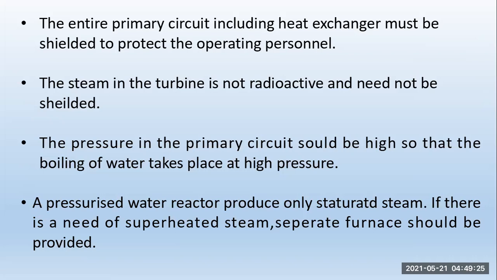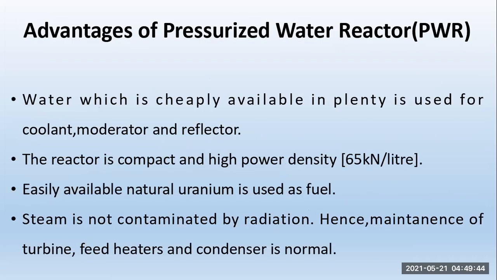The pressure in the primary circuit should be high so that boiling of water takes place at high pressure. A pressurized water reactor produces only saturated steam. If there is a need for superheated steam, a separate furnace should be provided.